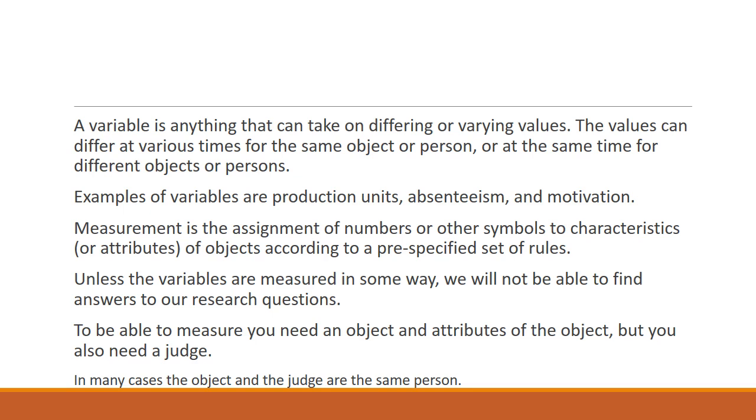So this is written here: at the same time, for different objects or different persons, the values will be changing. These are examples of variables. Okay, just write it down. The important point: the variable is equal to an attribute or characteristic. The variable is equal to the characteristic and attribute. Clear? Are you done?